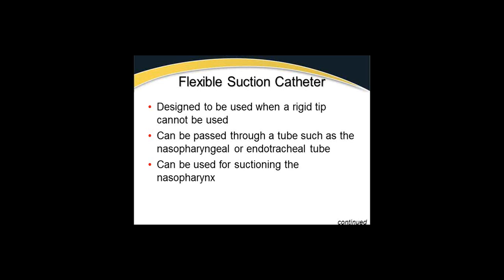The flexible suction catheter is designed to be used when a rigid tip can't be used. Sometimes paramedics will put it down a tube and suction out whatever that airway tube is. It can be used in the nose. It could technically be used if you needed to suction something out of any other orifice for whatever reason. It's fairly pliable and easy to use.